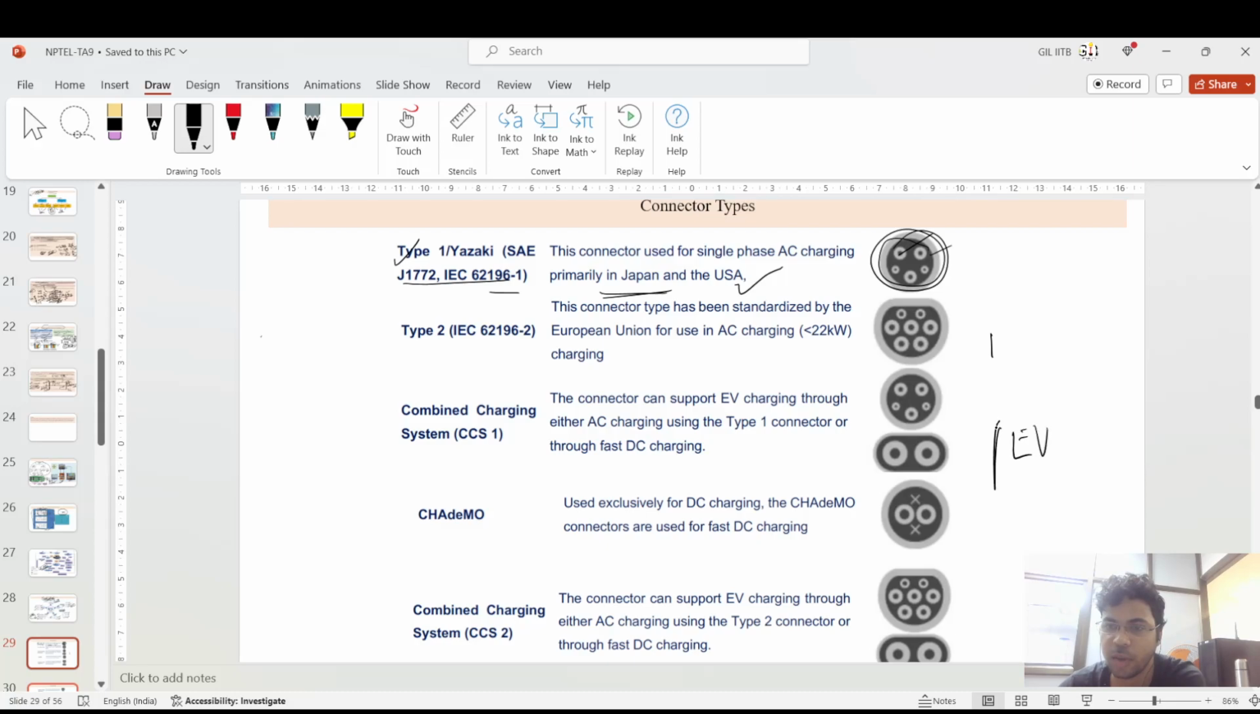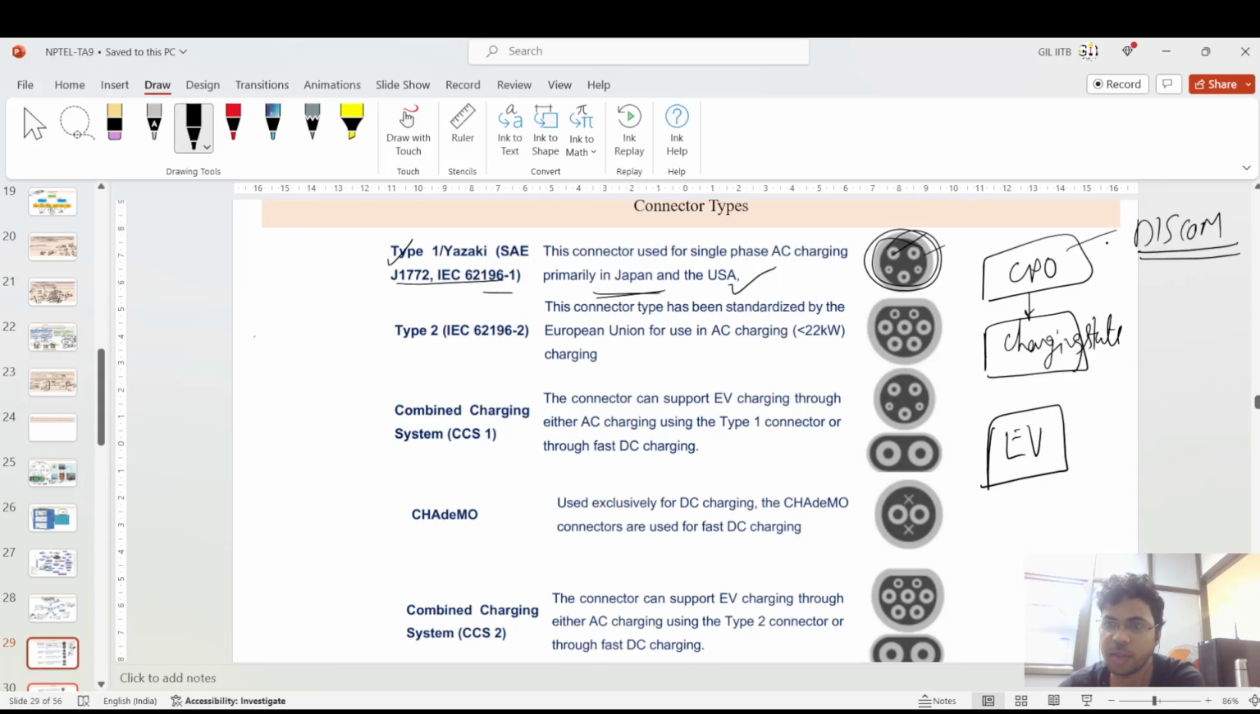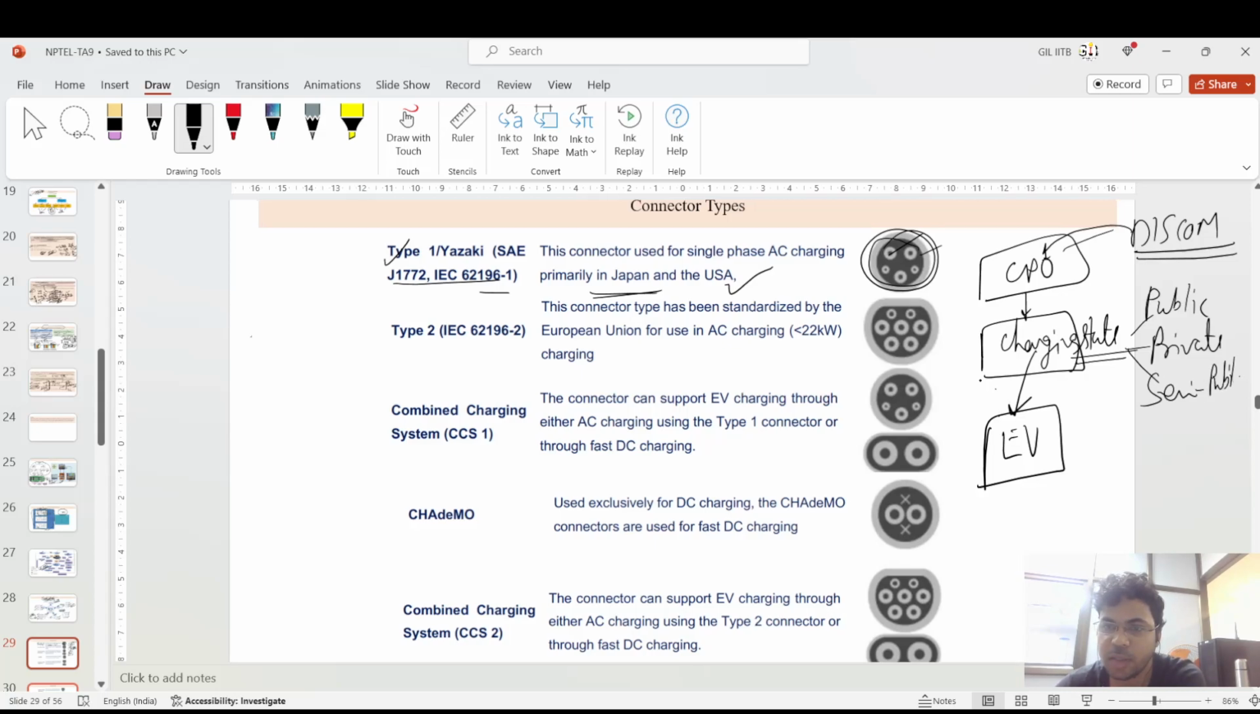Suppose this is the EV. For charging, you need the charging station. Charging station has a CPO. CPO is the charging point operator, which operates this charging station, and after that you have the DISCOM. DISCOMs are distributor companies, which give the power to the CPO for charging, giving the power to this EV. Okay, so the charging station can be of three types, that is public, private, and semi-public.